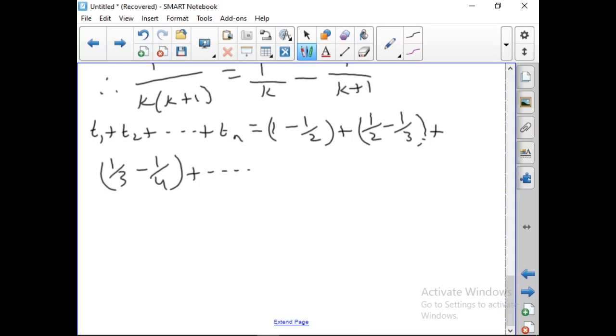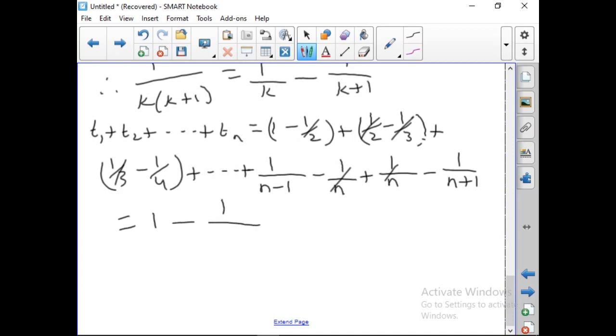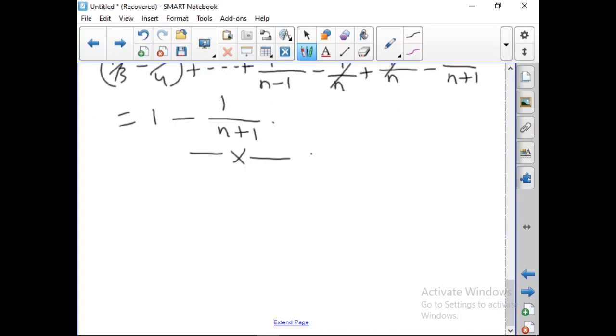And what will be the second last term? 1 by n minus 1 minus 1 by n. And what will be the nth term? 1 by n minus 1 by n plus 1. Okay. So here what all gets cancelled? 1 by 2 minus 1 by 2. 1 by 3 will get cancelled. Adhe mari minus 1 by 4 will get cancelled. For this also will get cancelled. 1 by n minus 1 will get cancelled. So finally you will get 1 minus 1 by n plus 1. So this is called as telescopic summation.